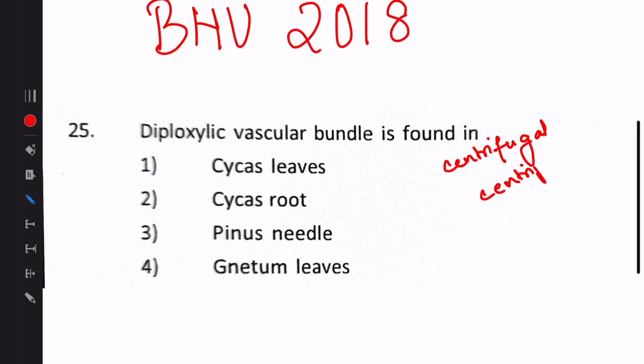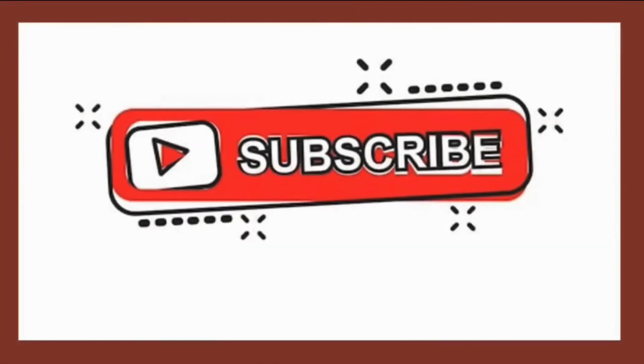we have seen earlier. Okay, so they are asking Cycas leaves and Cycas root. That is basically there to confuse us, but we have to know. In the previous example, we have seen that the vascular bundle with centrifugal and centripetal xylem is actually found in the rachis, and rachis is actually the leaves in gymnosperm. So we are actually talking about the Cycas leaves. So our answer is number 1. Here we have come to the end of the video, and I hope this was helpful for you.